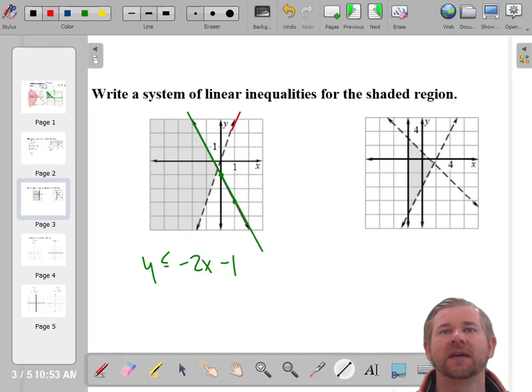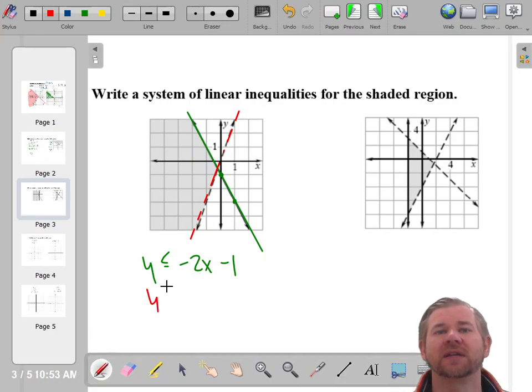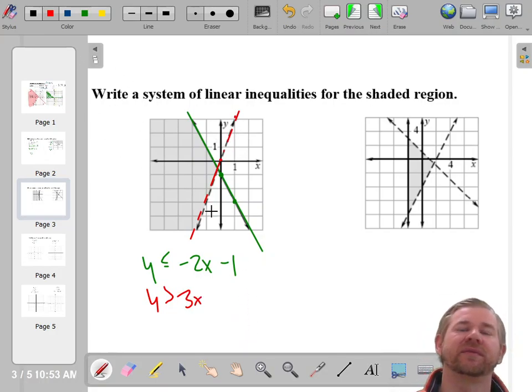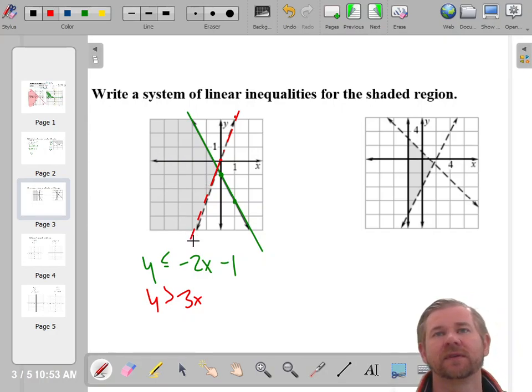That's this guy. And it's a strictly greater than, because it's a dashed line. So I'm going to say y is greater than. The y-intercept here is 0, and the slope is 3. So it'll say 3x. And since it's up, we shade above. So that's this way. Okay?